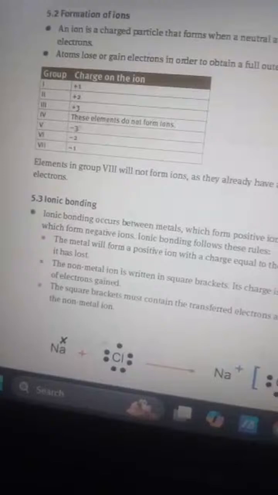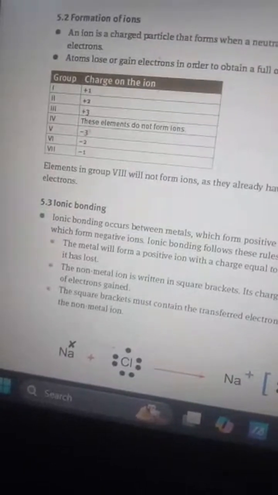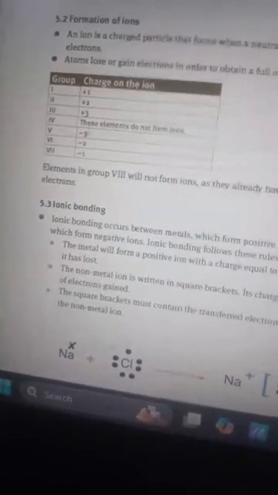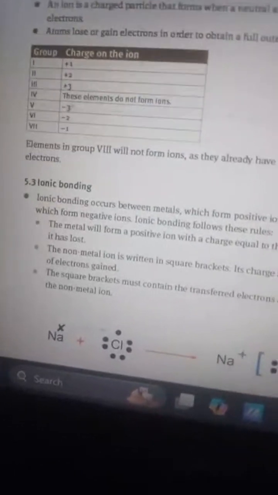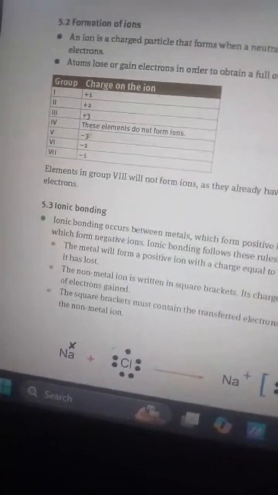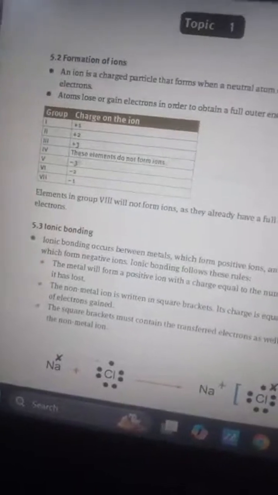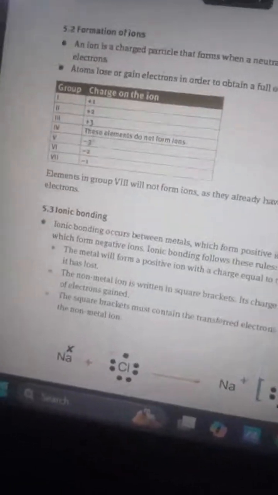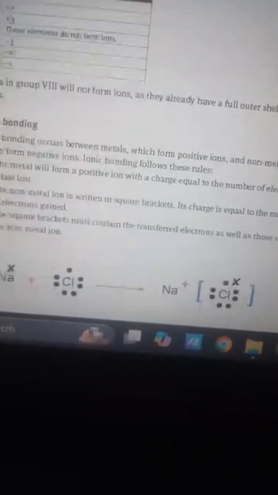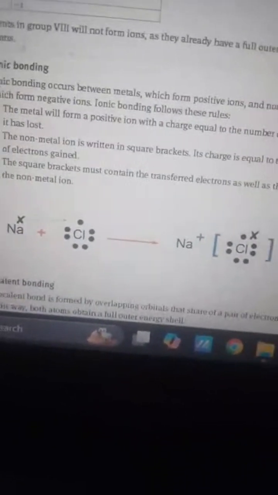In group 5, when they have a full outer energy shell, they have -3 as a charge. Group 6 has -2 as a charge, and then group 7 has -1. So elements in group 8 will not form ions as they already have a full outer shell of electrons. So they won't lose or gain any electrons because they have a full outer shell of electrons.